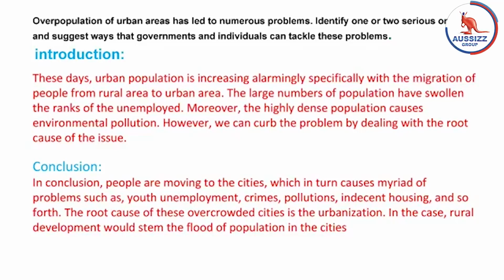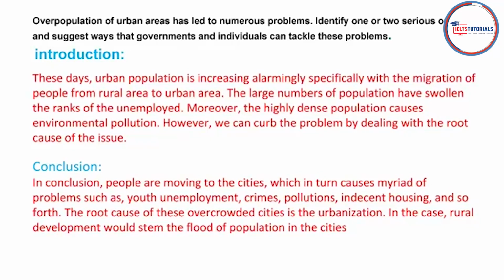However, we can curb the problem by dealing with the root cause of the issue. This is my solution also, that however the government and individuals can curb this problem by dealing with the root cause of the issue. The first line, urban population is increasing alarmingly, is a kind of general statement for me. I haven't written any kind of extra general statement; these lines suffice. So I have written only the paraphrase, the causes keywords, and only the solution line.